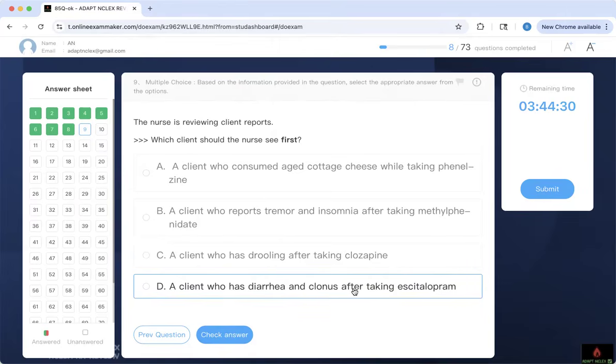A client who consumes aged cheese while taking phenelzine. Pharmacology. A client who reports tremor and insomnia after taking methylphenidate. That's psych pharmacology by its prioritization question. A client who has drooling after taking clozapine. This is a hard one. A client who has diarrhea and clonus after taking escitalopram. This is a hard one.